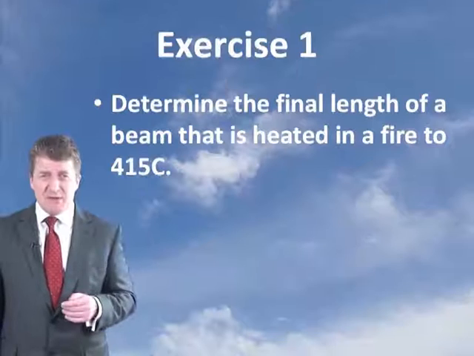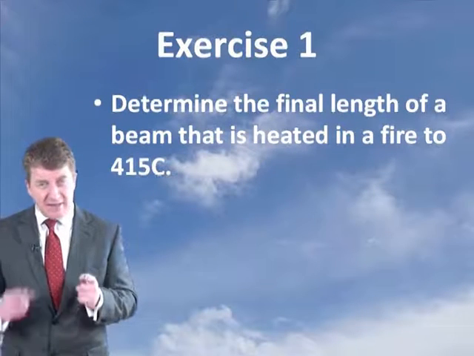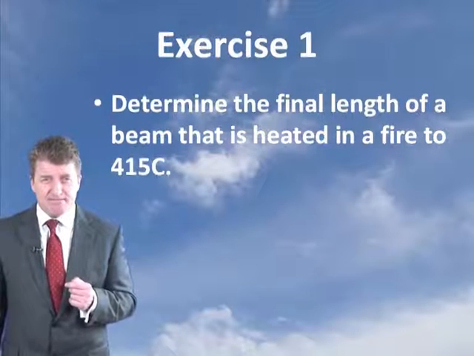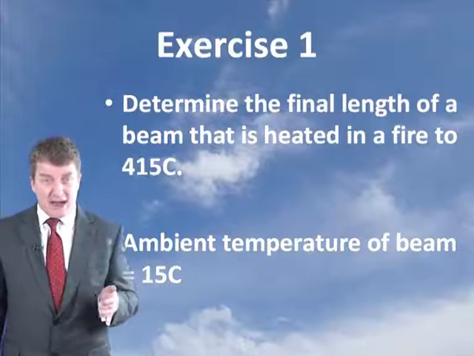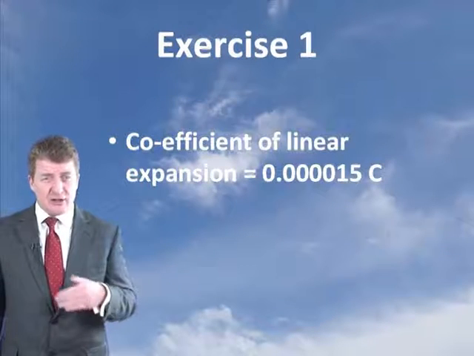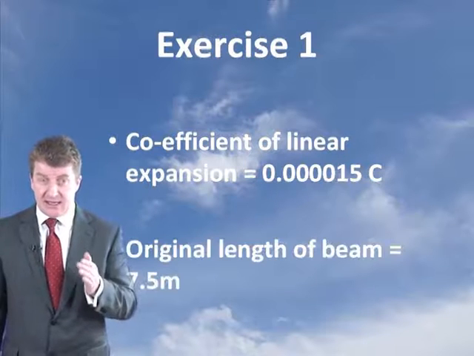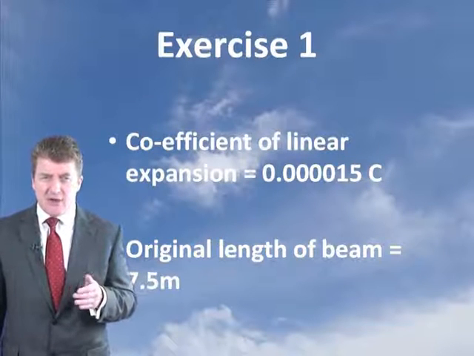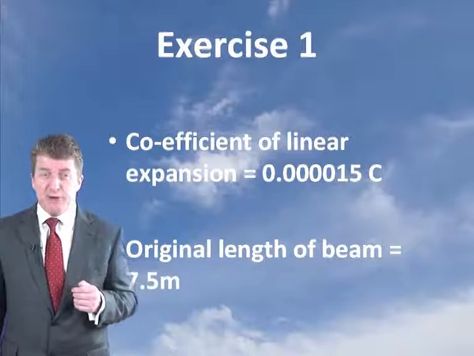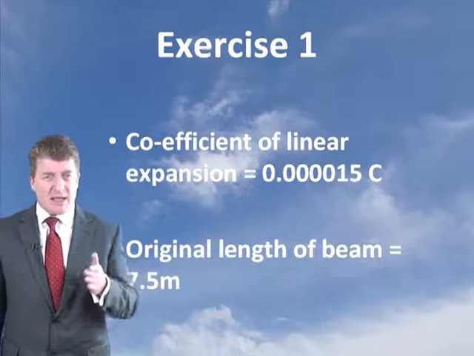Let's do an example using this principle. Determine the final length of a beam that's heated in the fire to 415 degrees. Well, the ambient temperature of the beam, you start off with, is 15 degrees. The coefficient of linear expansion is 0.00015 per degree C. And the original length is 7.5 metres. Let's determine the expansion first.